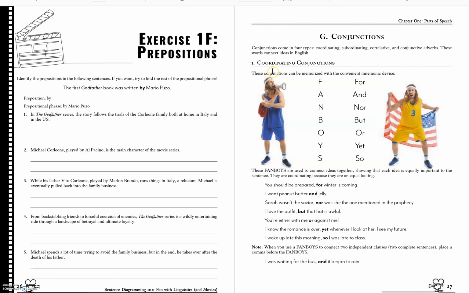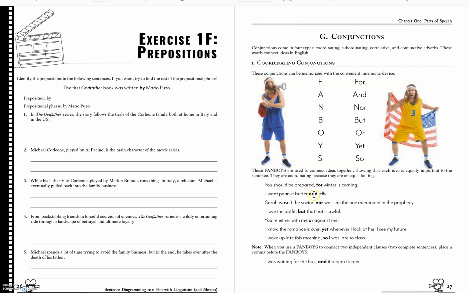The ones you're going to find the most are the coordinating conjunctions. These are your FANBOYS, right? We have a convenient mnemonic device to remember them all: for, and, nor, but, or, yet, and so. FANBOYS connect ideas together. The only thing you want to remember is that if you have a complete sentence to the left and a complete sentence to the right, you put a comma before the coordinating conjunction, before the FANBOY.